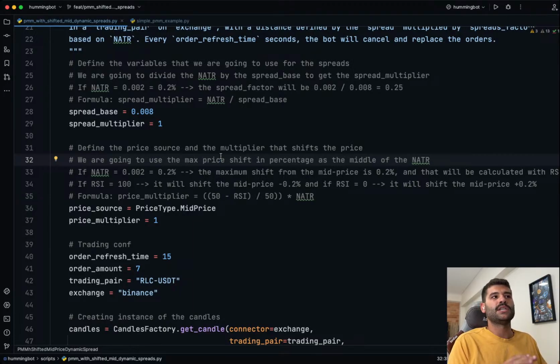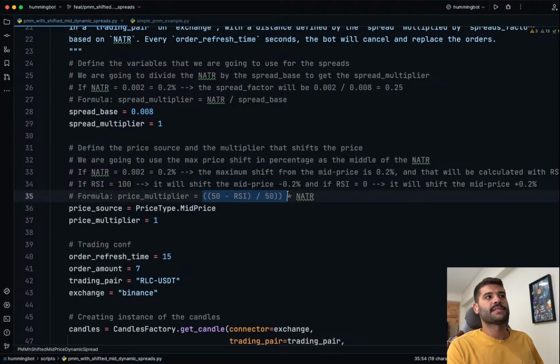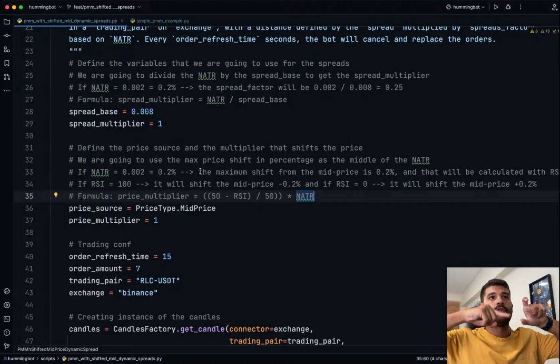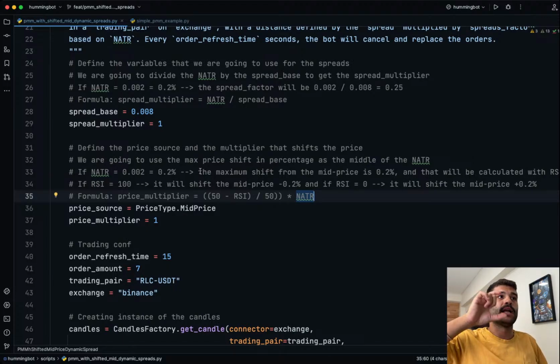But what I'm doing essentially is multiplying the value of the RSI by the normalized average true range. That means that if the normalized average true range is 0.2%, remember the definition of the indicator means that we are expecting a move of 0.2%, the size of the candle, the maximum size that the candle will have. That would be like 0.2%. So if the RSI is equal to 50, that is done to nothing, 50 will be 0.